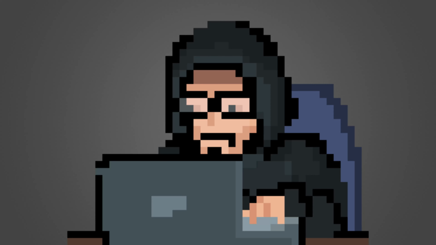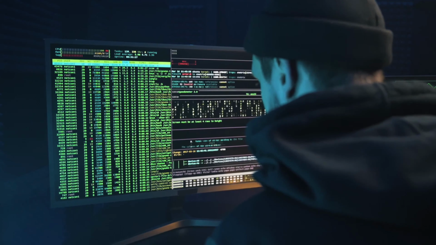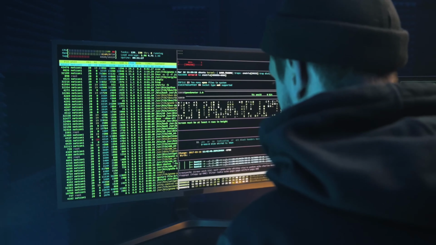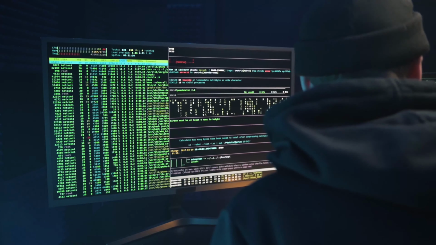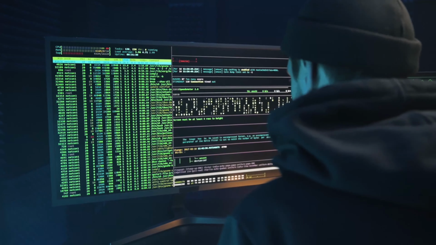Step 2. Information gathering. The next step is to gather information about the target systems and networks. This involves performing reconnaissance to identify the IP addresses, ports, and services that are running on the systems.